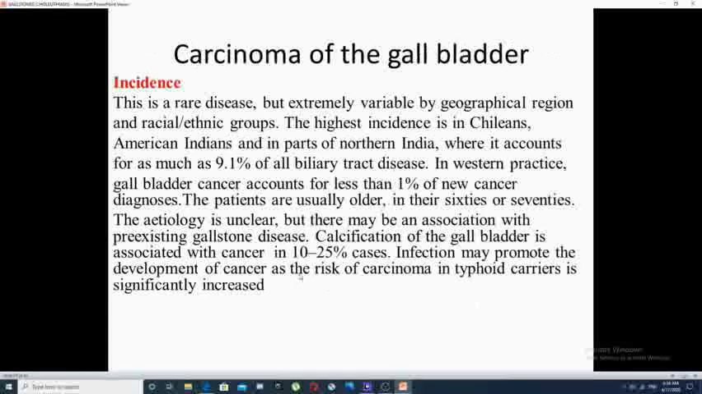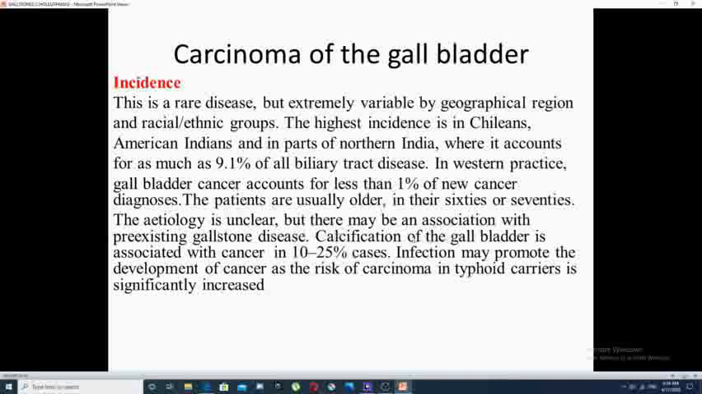Carcinoma of the gallbladder is a rare disease, extremely variable by geographical region and racial ethnic group. The highest incidence may be seen in Chile, American Indians, and parts of North India, where it occurs in about 9% of biliary tract disease. In Western practice, gallbladder cancer accounts for less than 1% of new cancer diagnoses. Patients are usually old, in their 60s or 70s, and etiology is unclear.